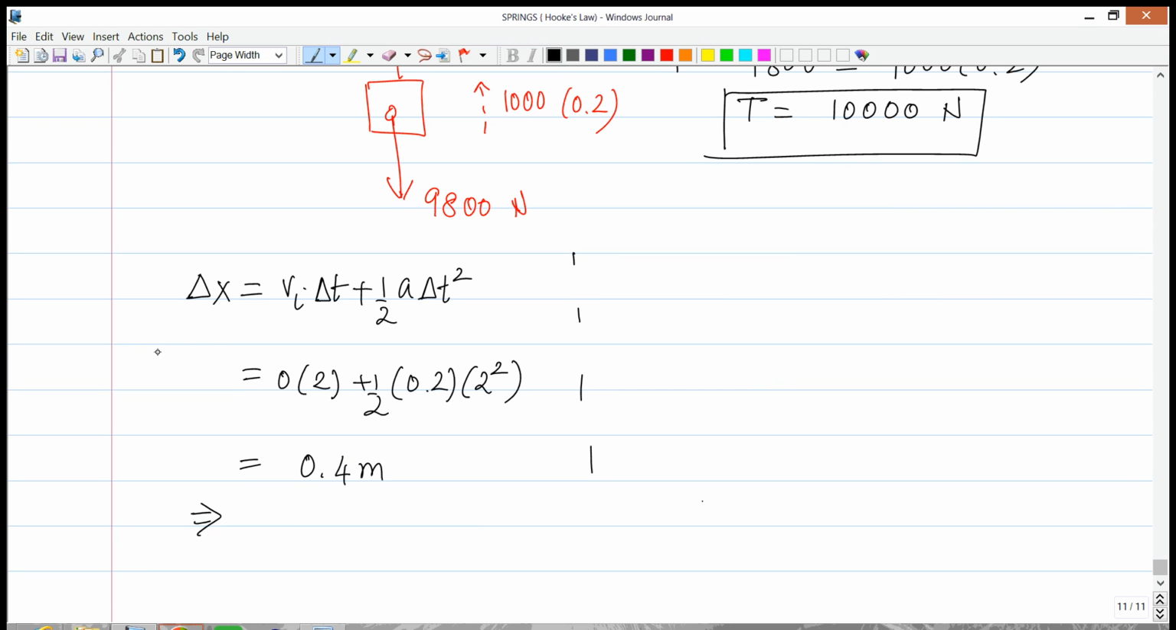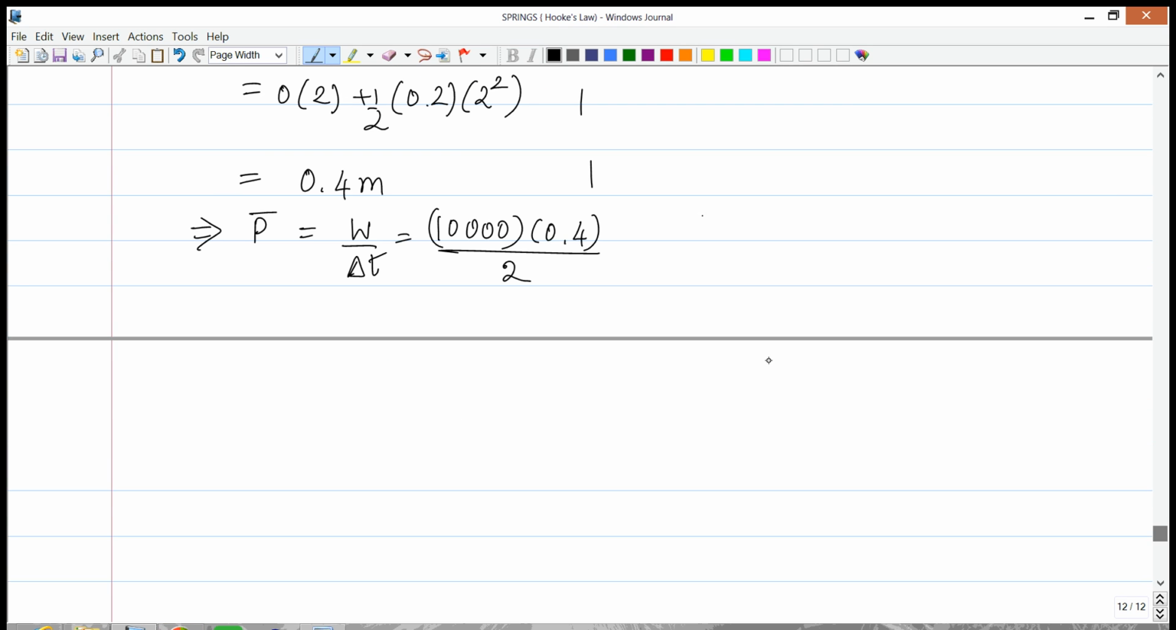And so this implies now that the average power is the work over the time. The work done is nothing but the force multiplied by 0.4, divided by the time. Time is 2 seconds. So this gives me my power, and this happens to be 4,000 divided by 2, which is 2,000 watts. So this is the answer.